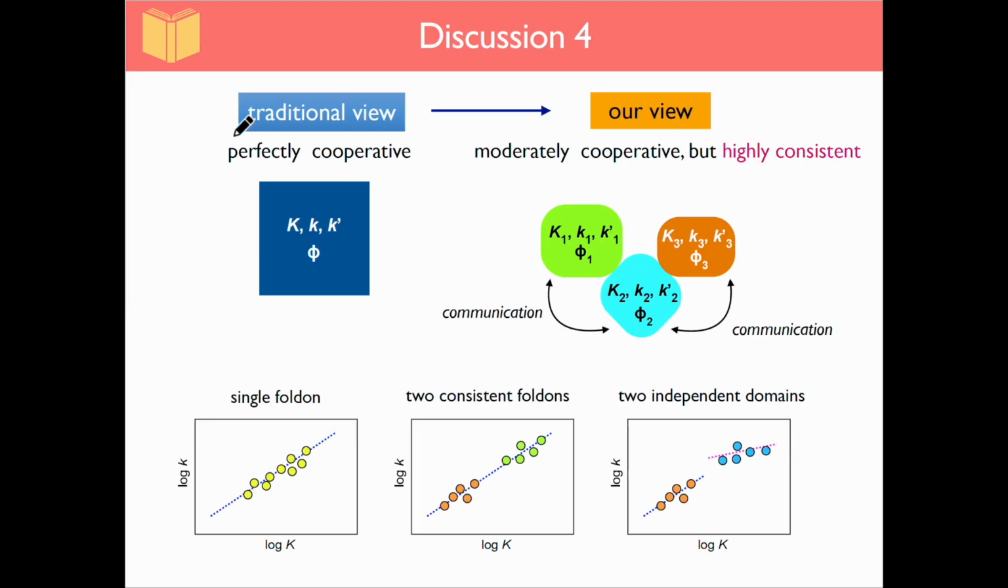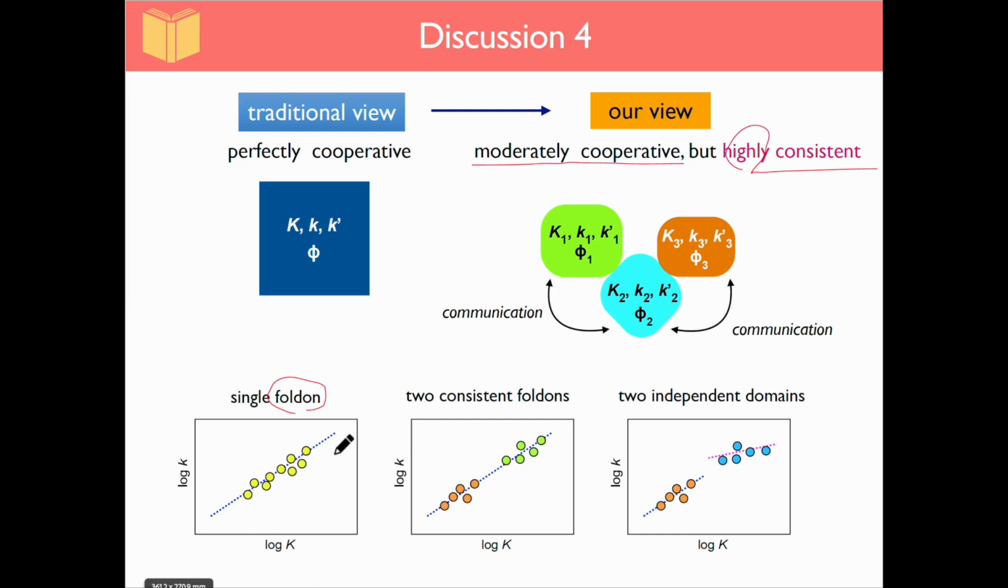According to the traditional view, one molecule can be described by a single parameter, and this is perfectly cooperative. But our view is a bit different: moderately cooperative, but highly consistent. As shown in the previous slide, there are some clusters structurally and energetically, and they may be called foldons like this. These foldons have some communication with each other to be consistent.